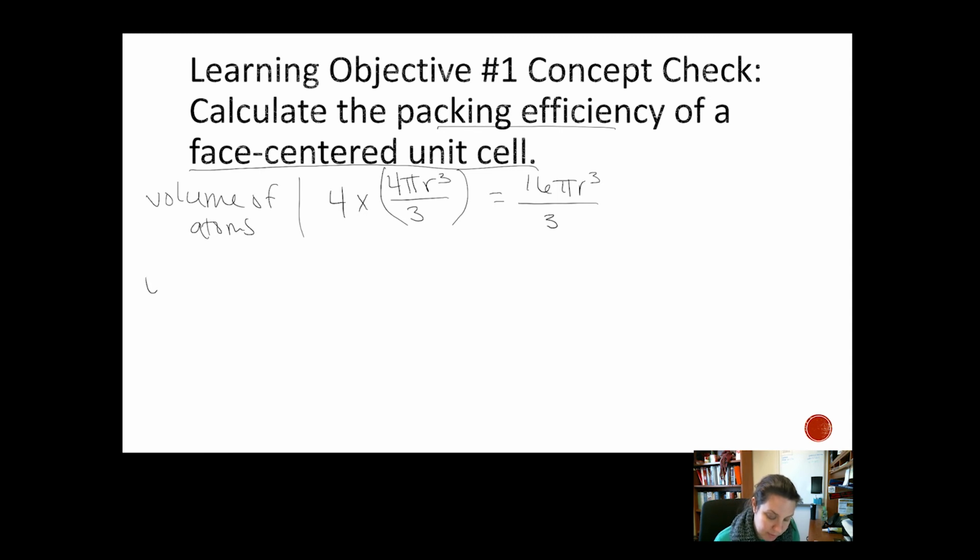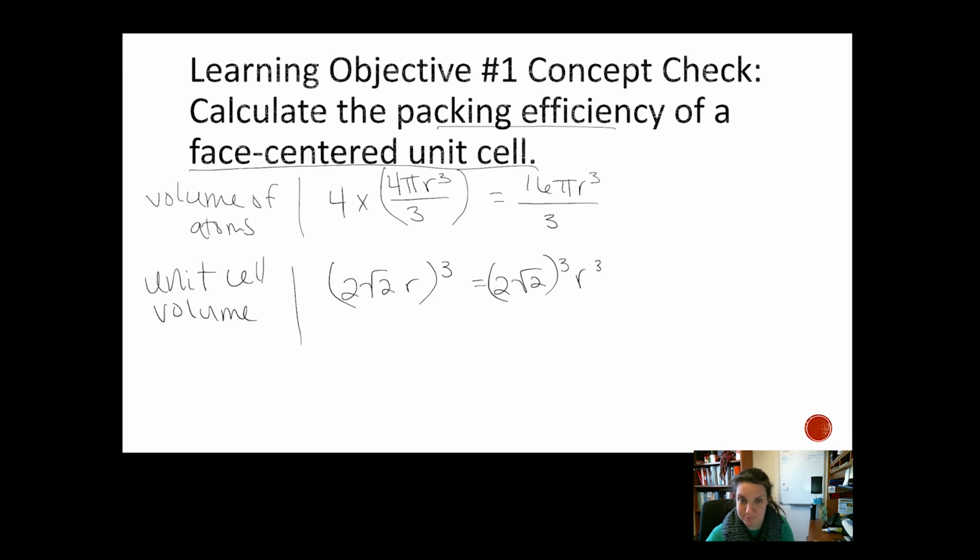So our unit cell volume, we're going to take our A value, which is 2 square root of 2 r in the case of a face-centered cubic cell. We're going to take this whole thing and cube it to give us our volume. This gives us 2 square root of 2 cubed r cubed. Now our packing efficiency.